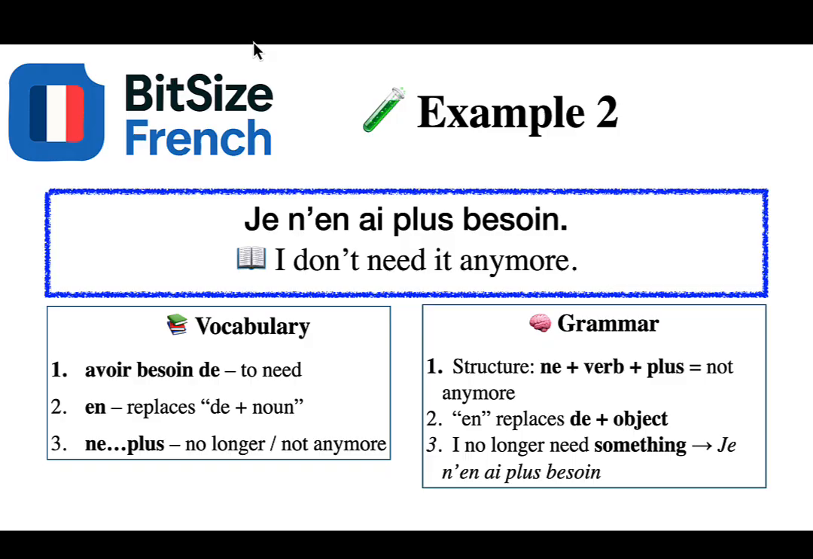Again, this is the same as the first example. We are replacing the de plus something with en. It will be put in front of the verb, and in this particular example, it will become je n'en ai plus besoin.